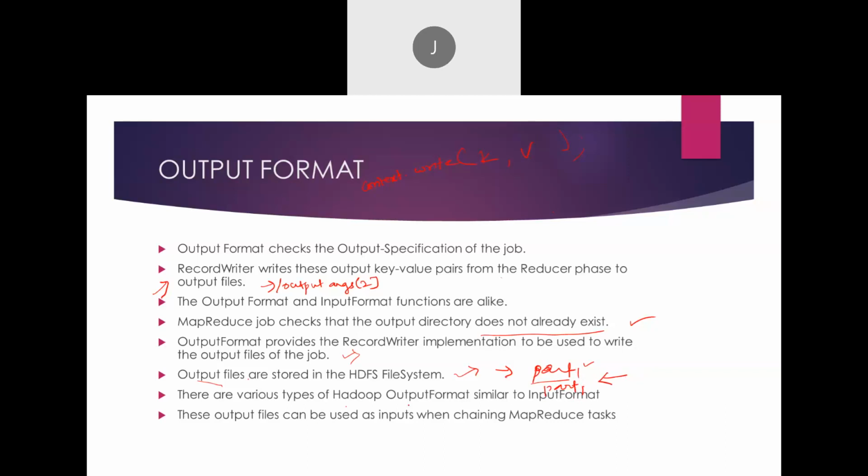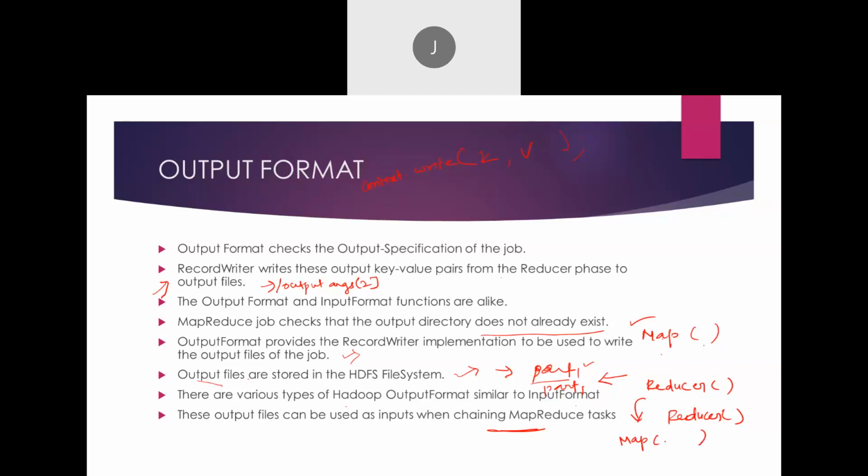There are various types of Hadoop output formats, similar to input formats. These output files can be used as inputs while chaining MapReduce jobs. What does it mean? You can write your MapReduce task in multiple ways. You can have one map method and multiple reducers, I told, right? It is also possible to have multiple reducer methods. So chaining of map tasks means the result which we get from a reducer, you can again pass to another map method.